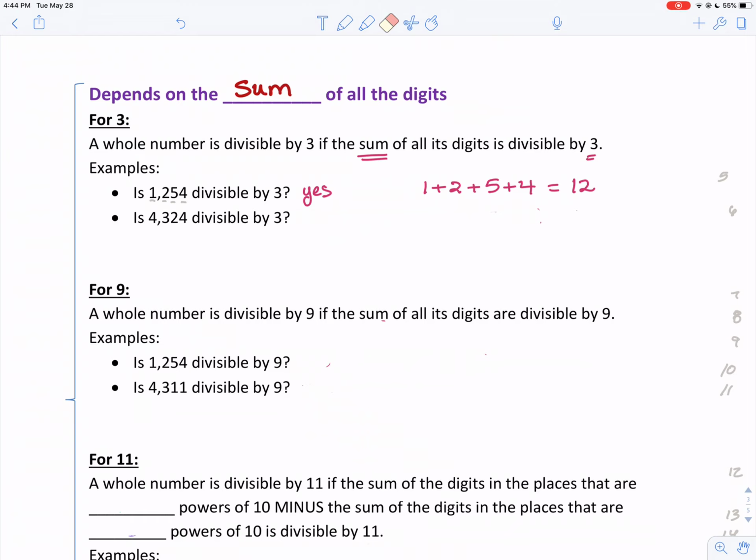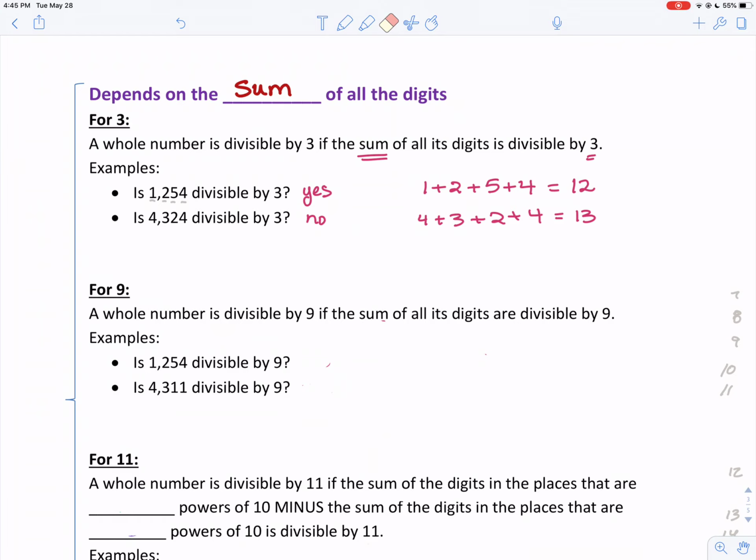Let's look at 4,324. We're going to add up all those digits, 4, 3, 2, and 4. That adds up to give me 13. Now 13 is not divisible by 3 because it has a remainder. So therefore, it is not divisible by 3.